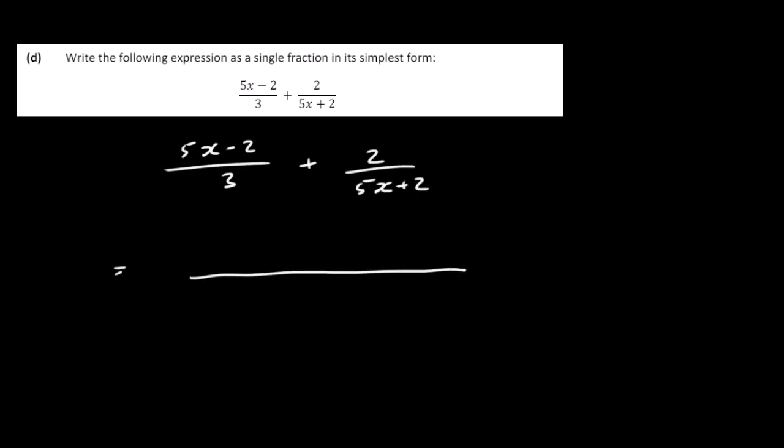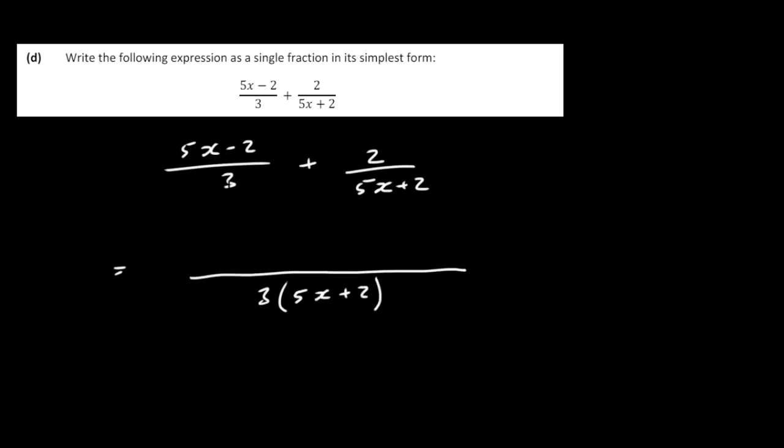Write the following expression as a single fraction in its simplest form. So we had 5x minus 2 over 3, and we've got to add 2 over 5x plus 2. So generally the way you're going to do these is you're going to write down the common denominator for both of these denominators here. And normally the way you would do that is just multiply the two of them. So it's 3 times 5x plus 2.